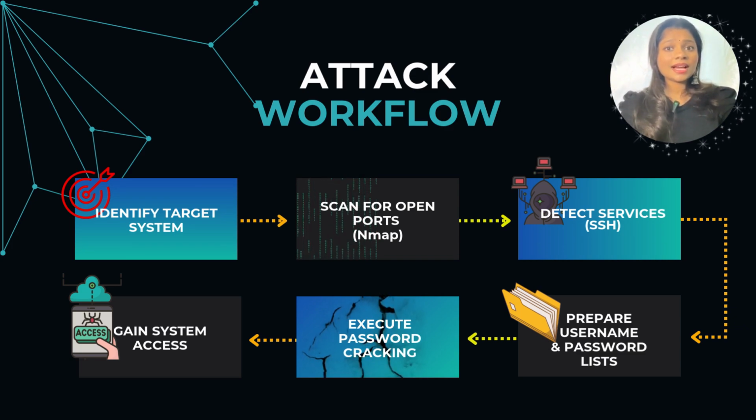First, the attacker identifies the target system and ensures it is reachable. Second, the attacker scans the system to find open ports and services. In our case, we focus on the SSH service. Third, the attacker uses a password cracking tool along with a wordlist to attempt multiple logins. Finally, once the correct password is found, the attacker can gain access to the system.